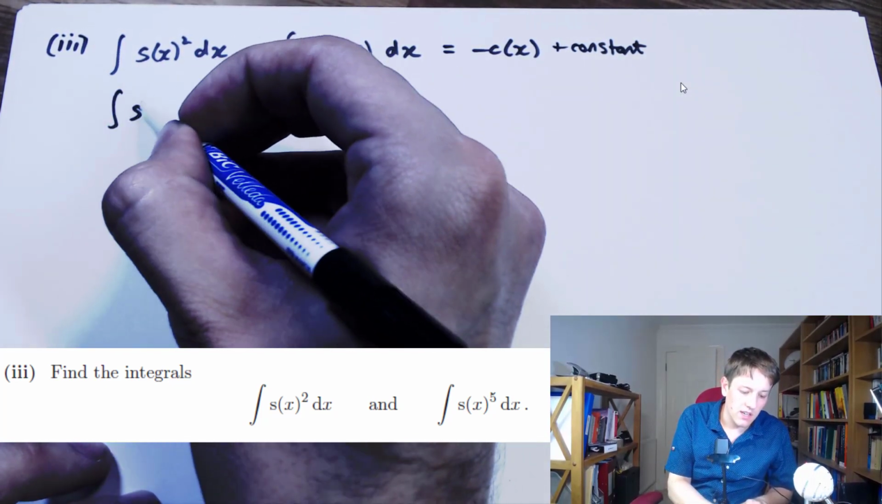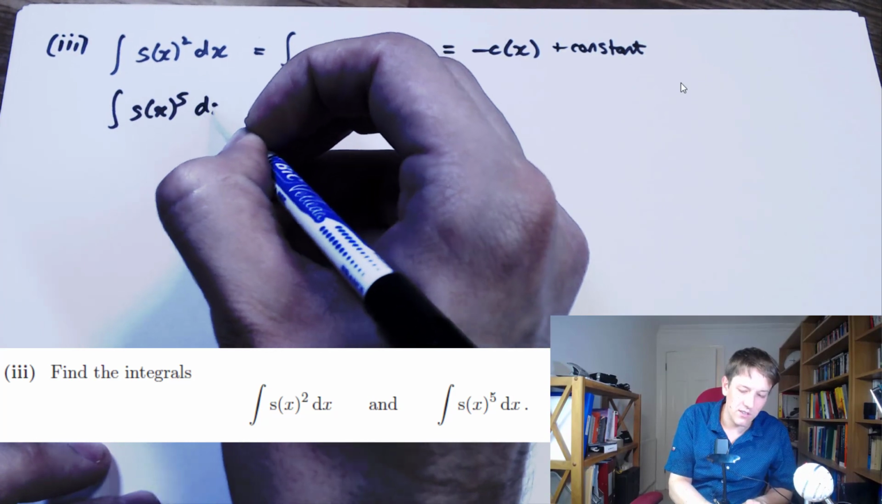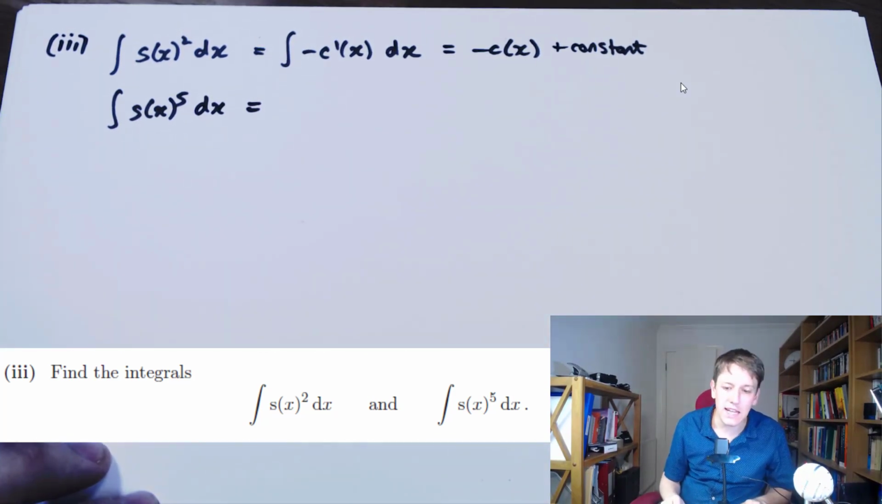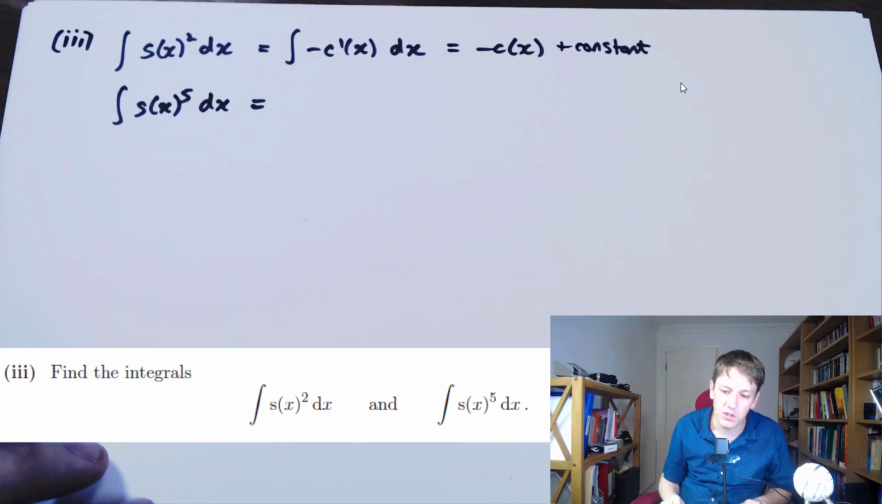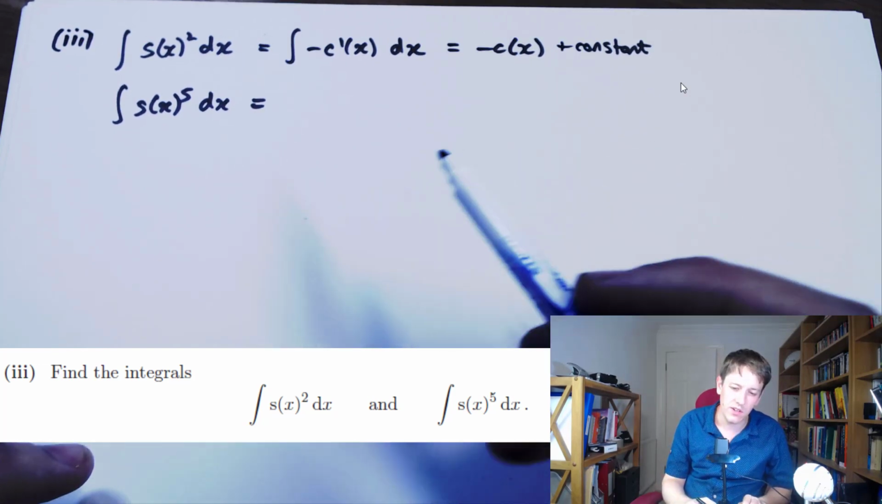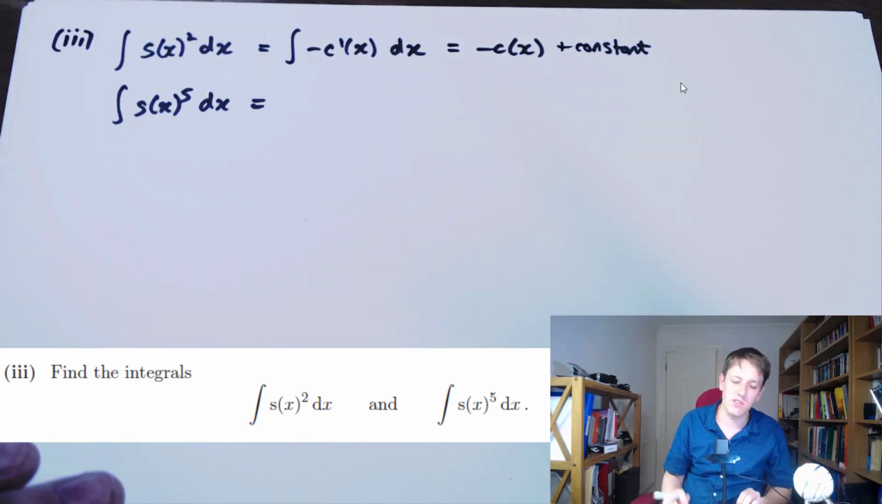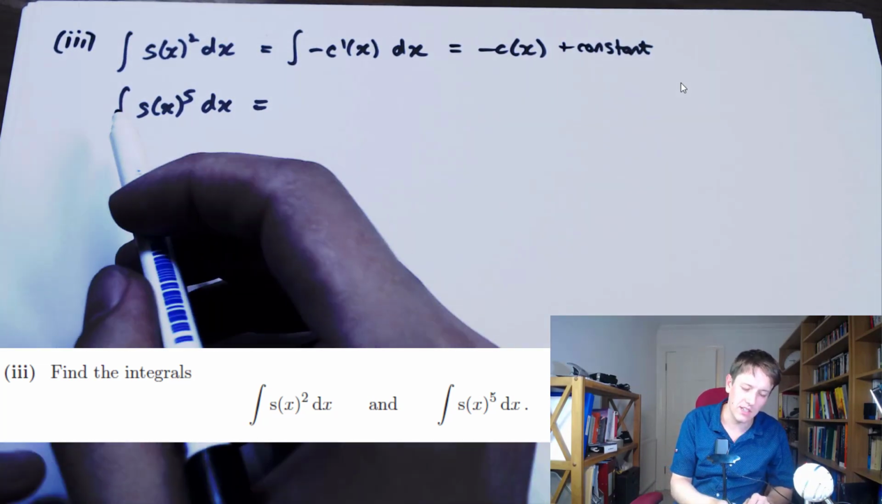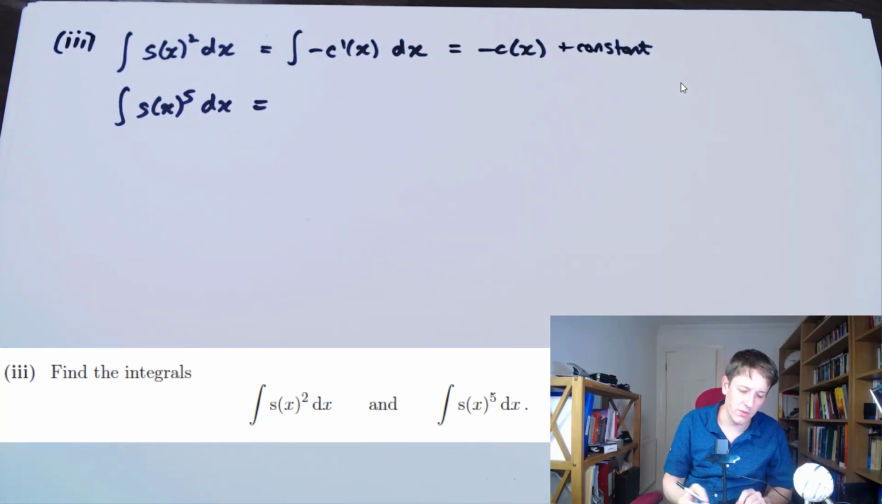Next one is s of x to the 5, and here we have to be a little bit more creative, so you can think about different ways of approaching this. Can I recognize this as the derivative of something? Otherwise I'm just going to have to split this up the way we often do with trig integrals.